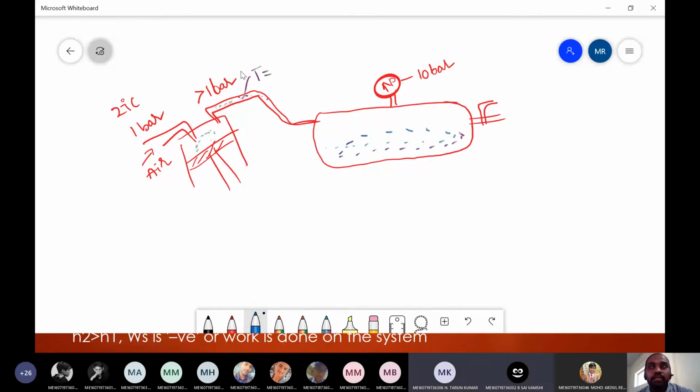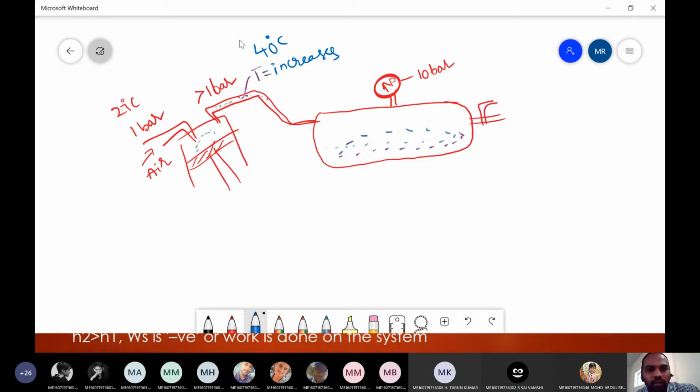If you compress, what happens to the temperature? Temperature increases, right? So temperature increases automatically if you compress, because we are doing work against the friction. Let us assume the temperature is raised to 40 degrees centigrade.